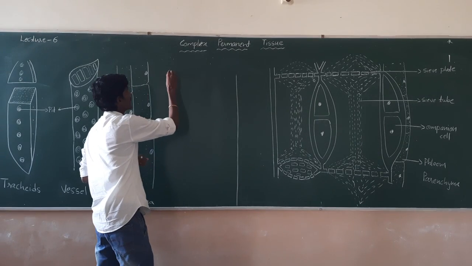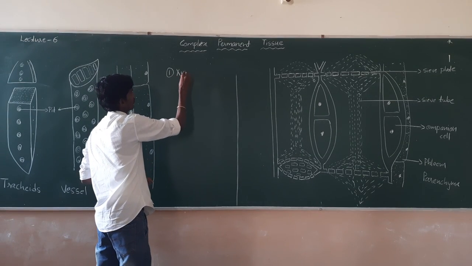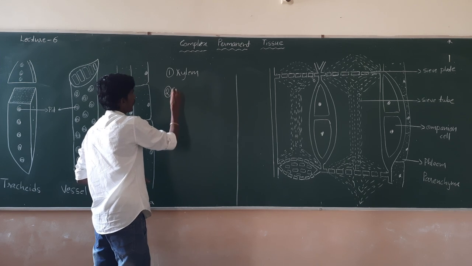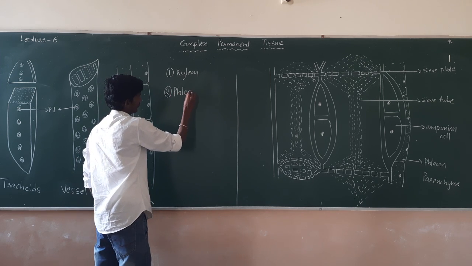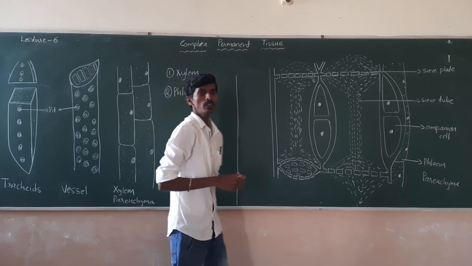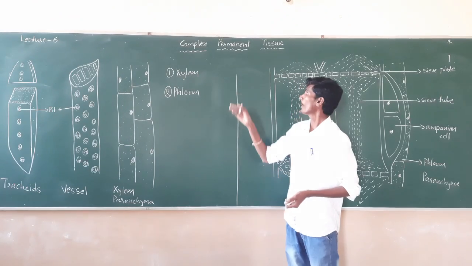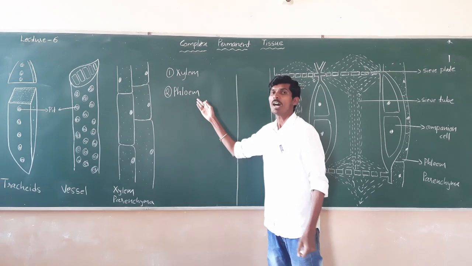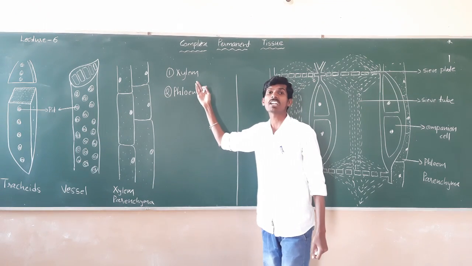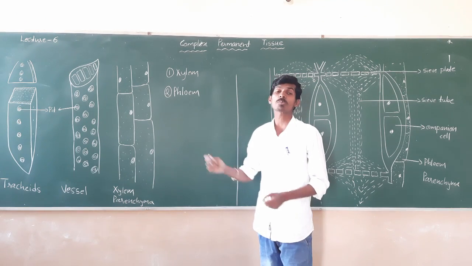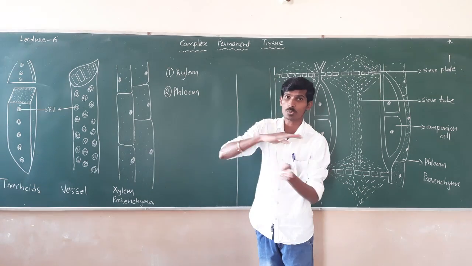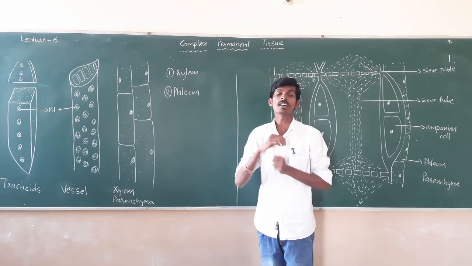There are two types of complex permanent tissue. One is the xylem, and another one is the phloem. Xylem and phloem are conductive tissues, that is, transportive tissues. Conductive means vascular tissue. They transport material from one place to another place.